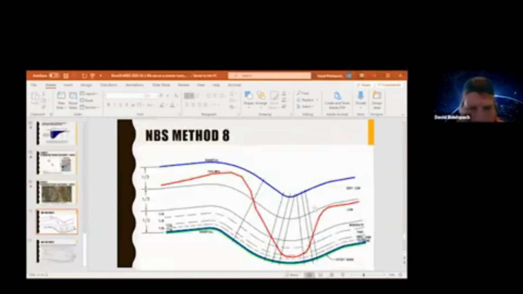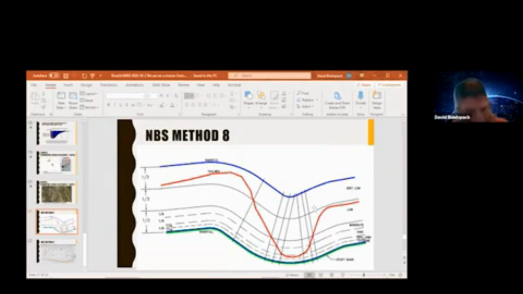So the new method that we're looking at is essentially a graphical method that will allow us to spatially look at near bank shear stress by plotting the thalweg. And the benefit of this is that in a lot of our geomorphic surveys, we plot the thalweg anyways.